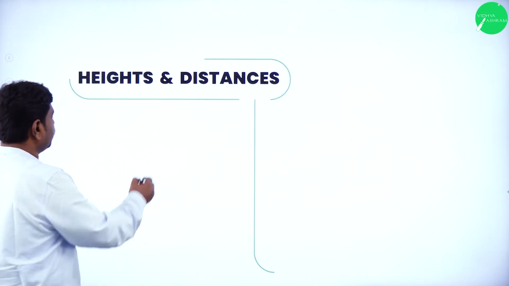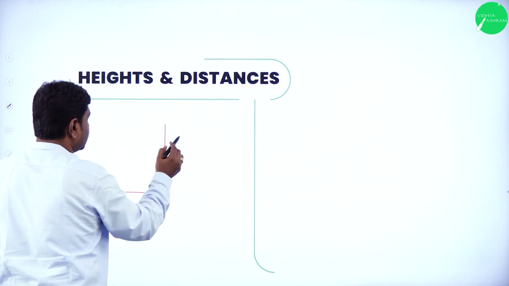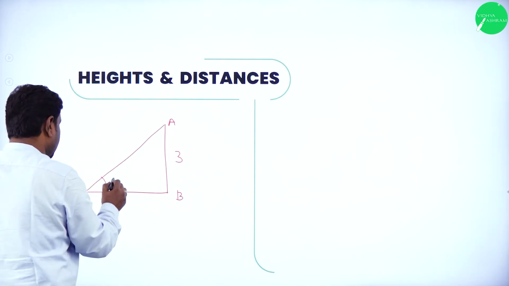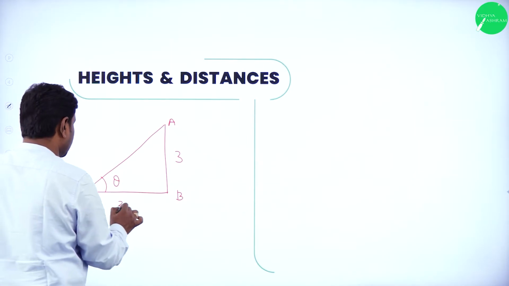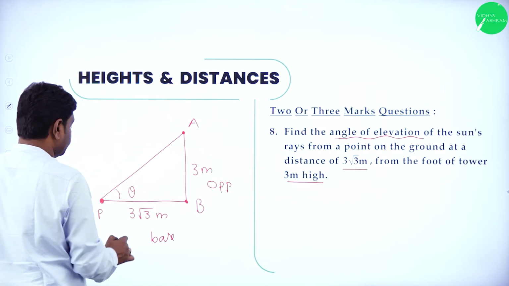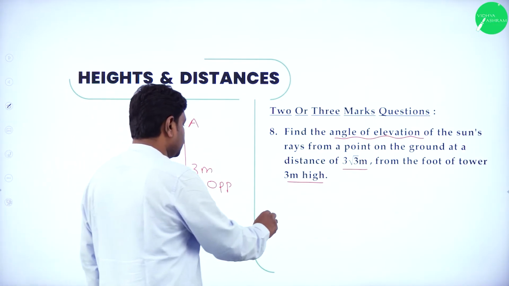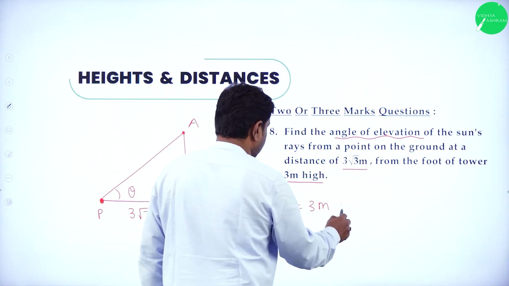So from this diagram we are very clear what we want. They told there is a 3 meter tower. In the diagram AB is the tower, and they want you to find the angle of elevation from a point. That point is at a distance of 3 root 3 meter. So now very clear. Here, whatever we assumed we should mention. AB is equal to 3 meter, the tower.